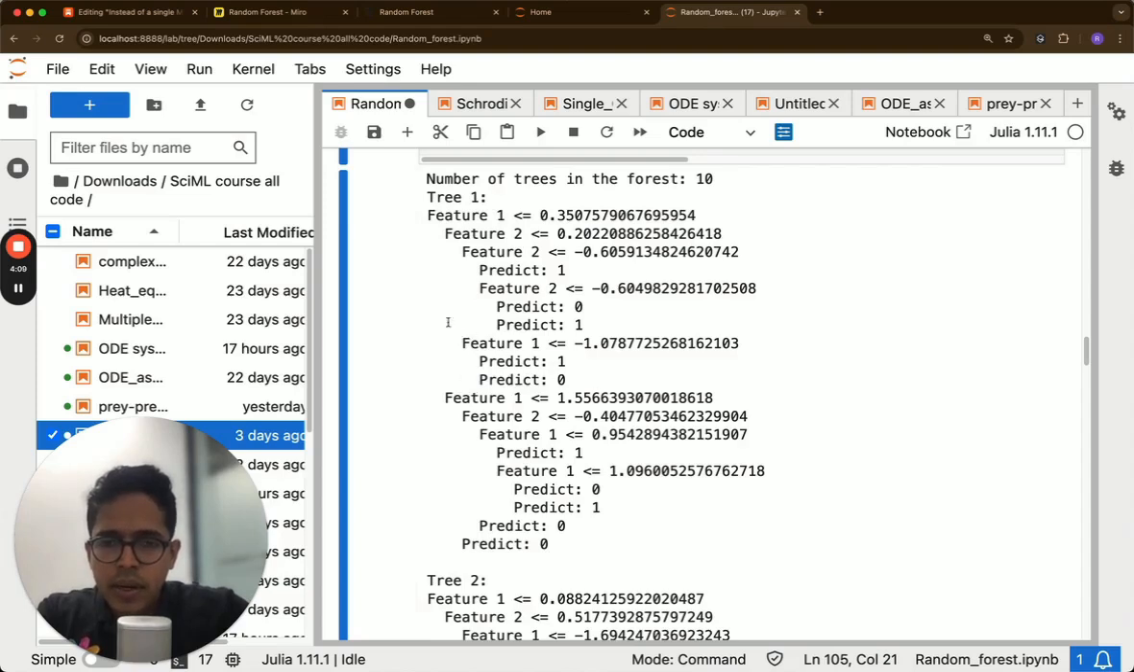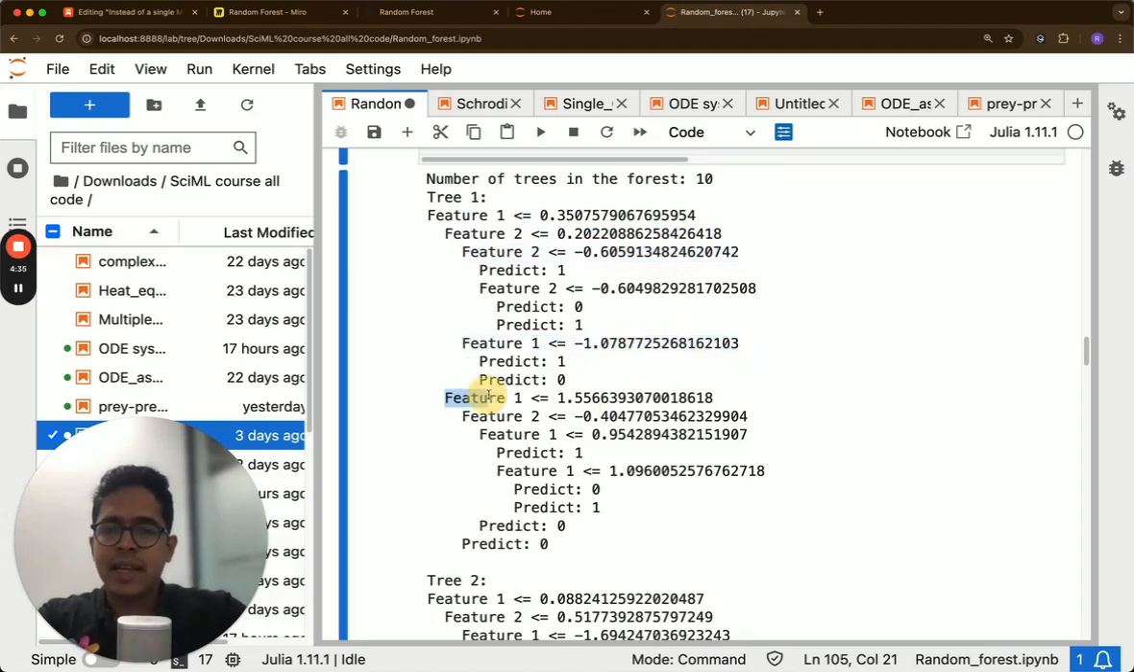It's over here. So if feature 1 is less than or equal to 0.35, then you are creating 2 branches. So this is the child branch on the left, and this is the child branch on the right for the root node, right? And then for the child branch on the left, a further split is made. If feature 2 is less than or equal to this value, then you have a child on the left for that and a child on the right.